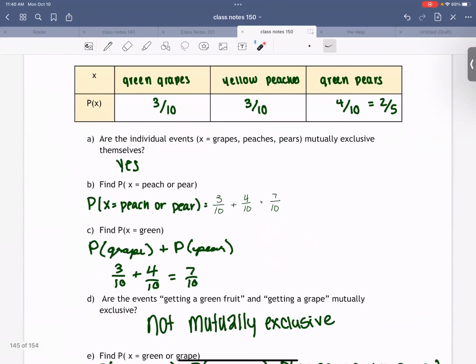All right, moving on to part C. This one was asking us to find the probability that something was green when we picked it up. Who wrote this one? Emily. There we go. Emily, do you want to kind of explain how you got this answer?